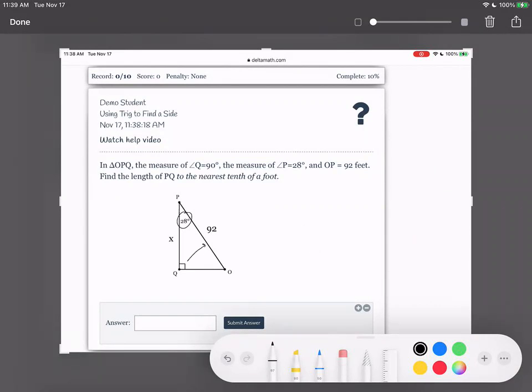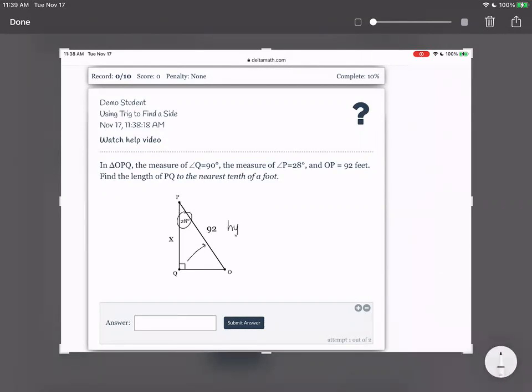The hypotenuse? Yes, hypotenuse. So 92 is actually our hypotenuse because it's the one that's directly across from the right angle. And then we also have the side X, which is touching the 28 degrees, because this is one of the sides that touches the angle we were talking about. When it is next to it, it is the adjacent. So we have the adjacent and the hypotenuse.